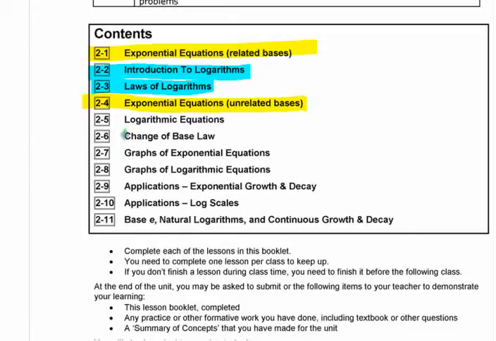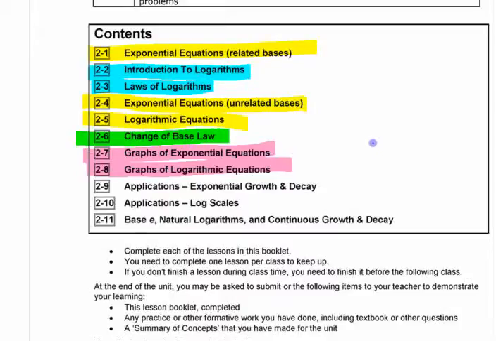We could also look at logarithmic equations. So all of that solving stuff. And then we just looked at change of base rule as related to solving equations. We're going to look at graphing stuff now. Okay, graphs of each of those types of functions, exponential and logarithmic functions, looking at them as functions.